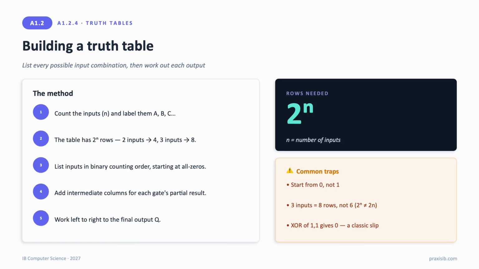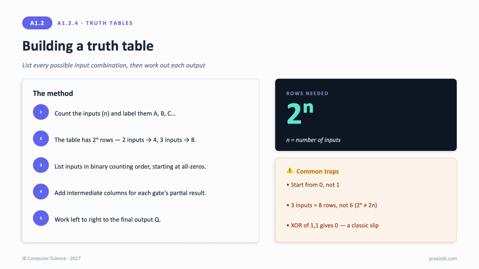Let's talk about the truth tables properly, because you will be drawing a lot of them. A truth table is just a chart that lists every possible combination of inputs and shows you the output for each one. Nothing more than that. The skill is making sure you don't miss any combinations. Here's the method step by step.